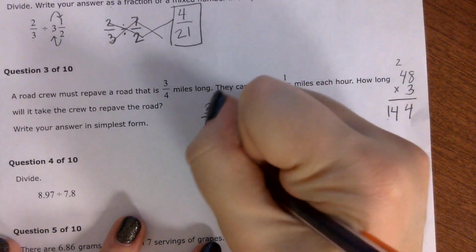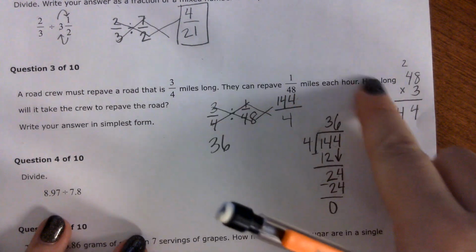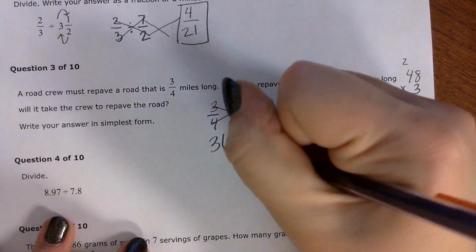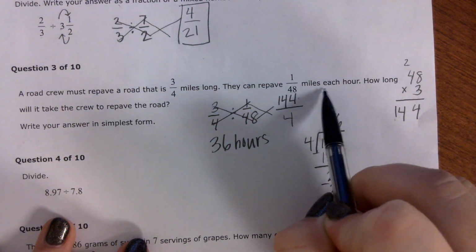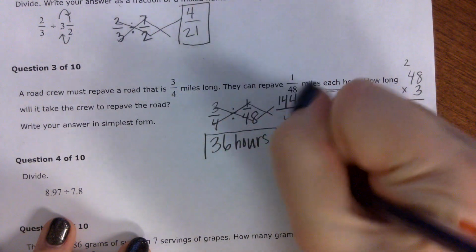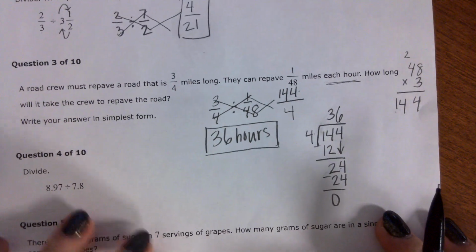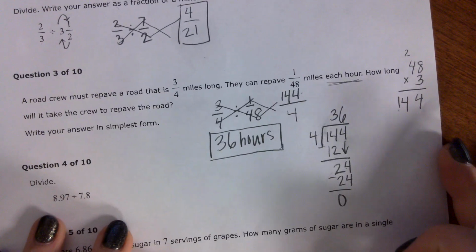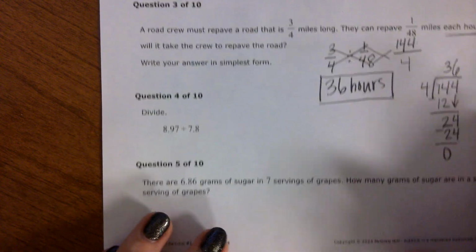We've got 36. Now, what does 36 mean in this scenario? It means it's going to take them 36 hours, right? Because it tells us that it's each hour. It's going to take 36 hours for that crew to repave the road at the rate that they can do that. Okay? Okay, moving on to the next one, we're transitioning into decimals.